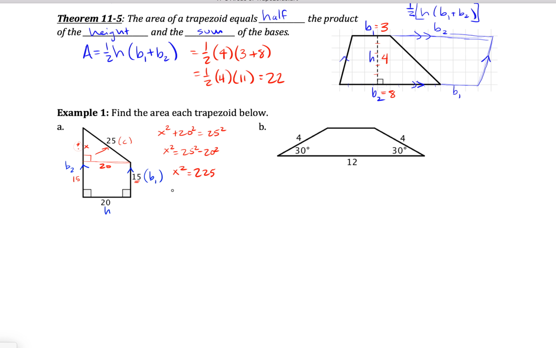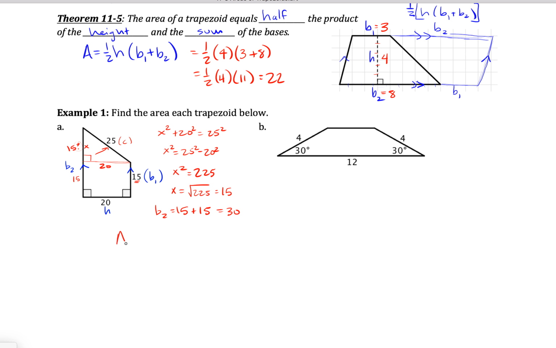So if x squared is 225, that would mean that x is the square root of 225, and 225 is a perfect square. This is going to come out nice and neat as 15. So this part of base 2 is 15, but this part up here is also 15. So that means that base 2 is 15 plus 15, or 30.